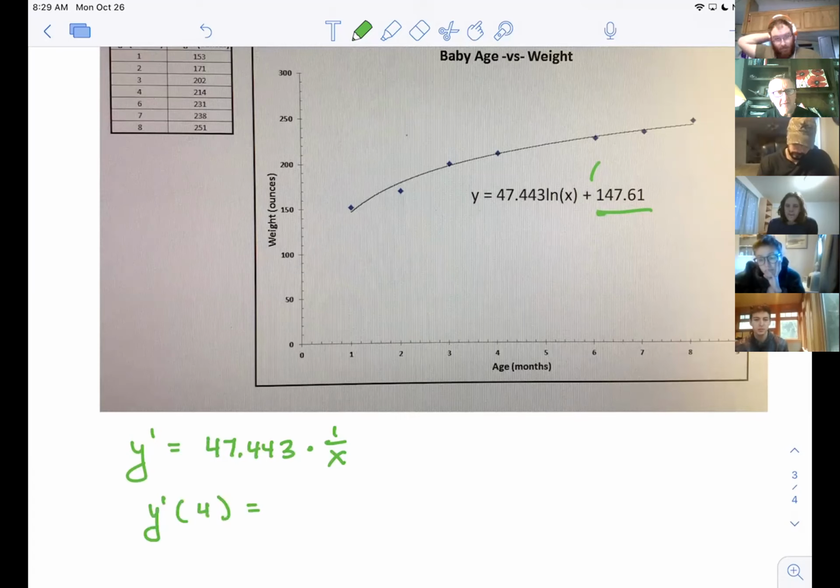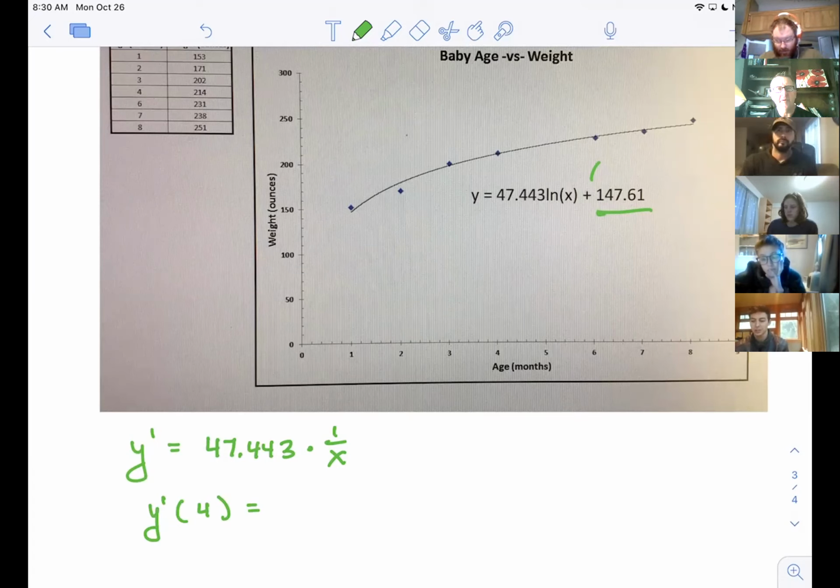And this is something I would ask on a final exam. Like, can you tell me what y prime of 4 is now? And then more importantly, can you describe what that means to the mom? Mom's in having her baby weighed at age 4 months. And you tell her, awesome, your baby weighs 214 ounces, according to the chart. And now you tell her what y prime of 4 is.